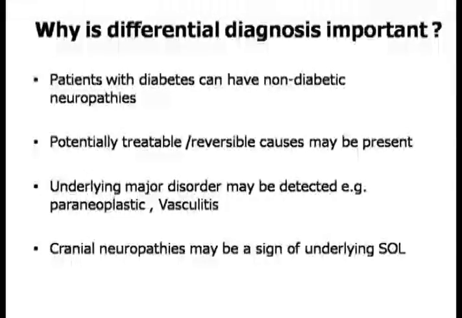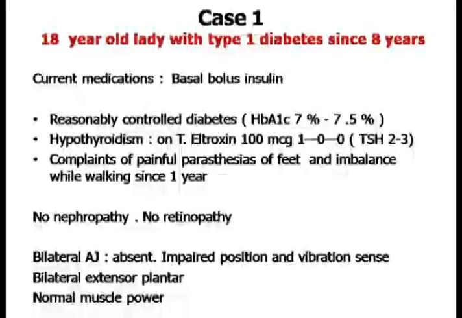Cranial neuropathies can be a sign of an intracranial space-occupying lesion like a posterior communicating artery aneurysm, which presents with a neuropathy, and then you work on it and finally realize that even in a patient with diabetes, there can be another cause of neuropathy which is very important to identify. I'll just go through 3 cases. These are common, stereotypical cases, but not the real ones.